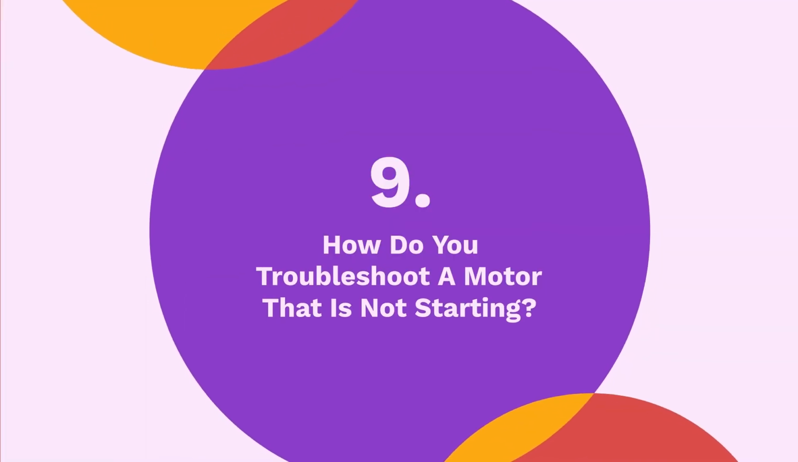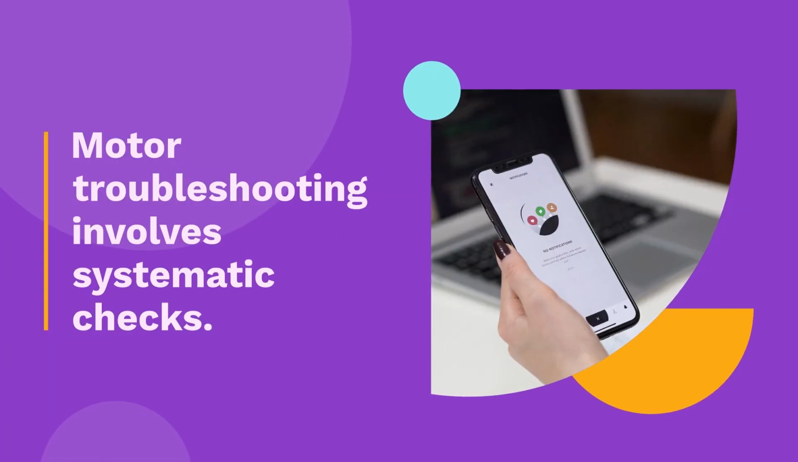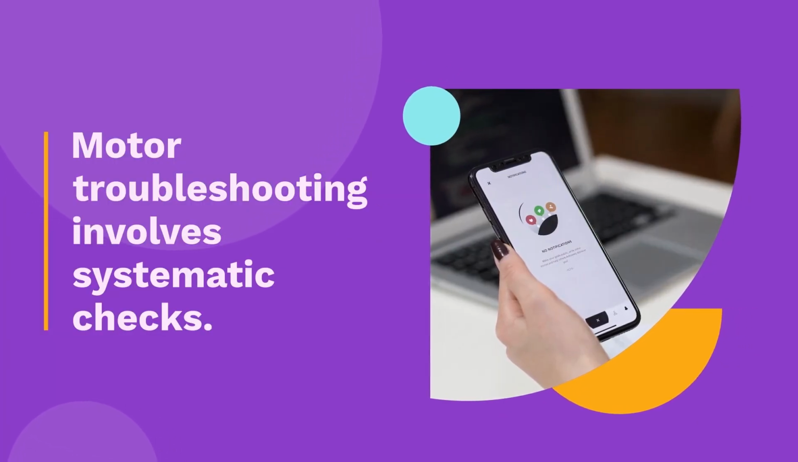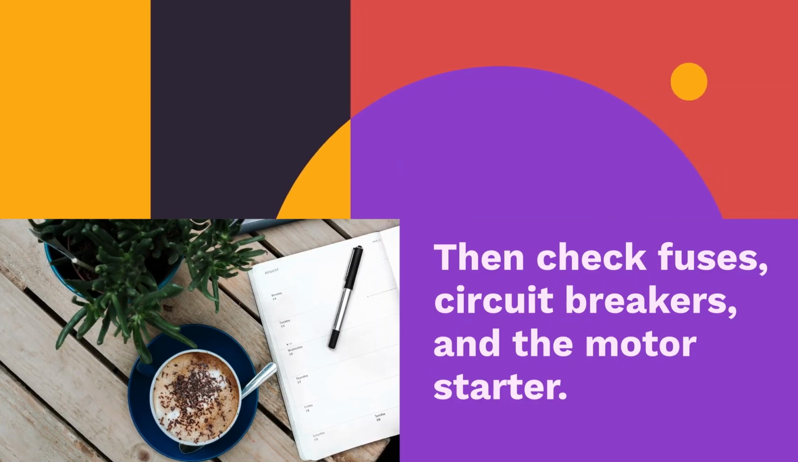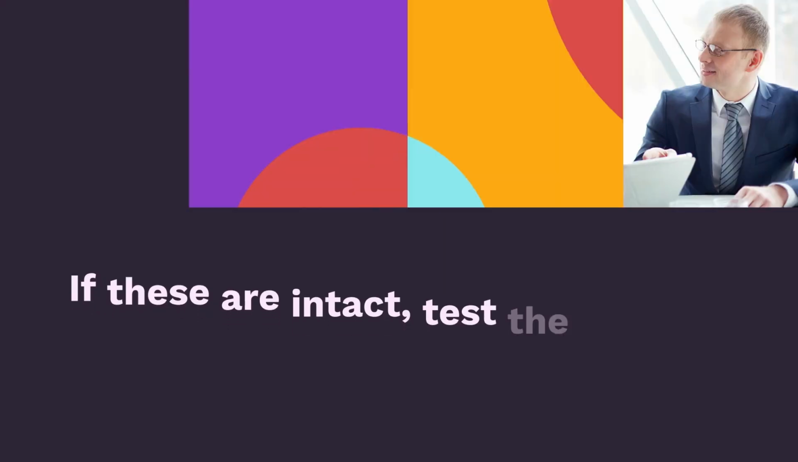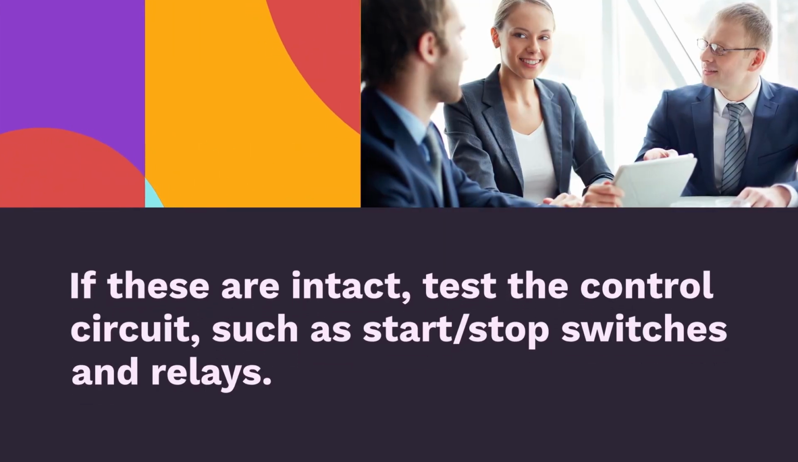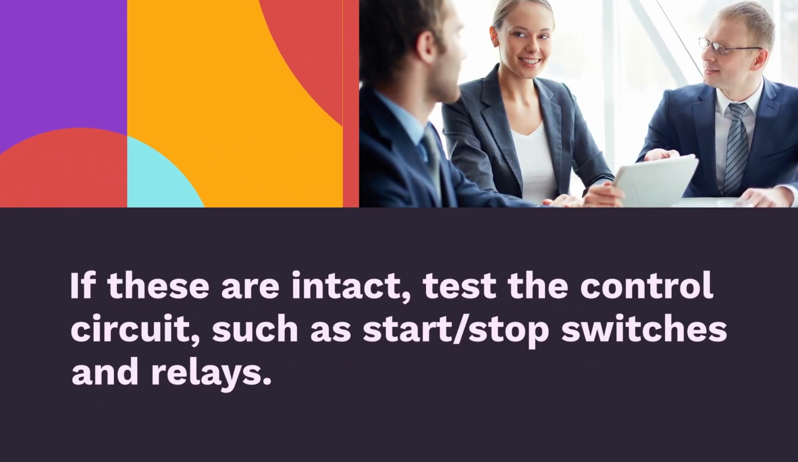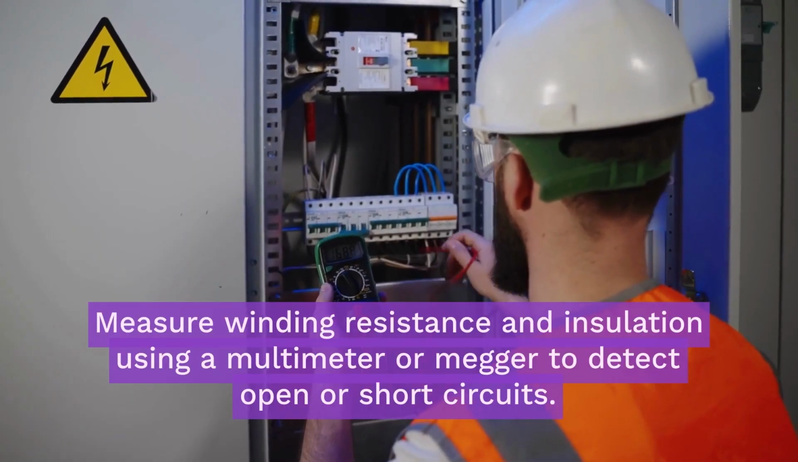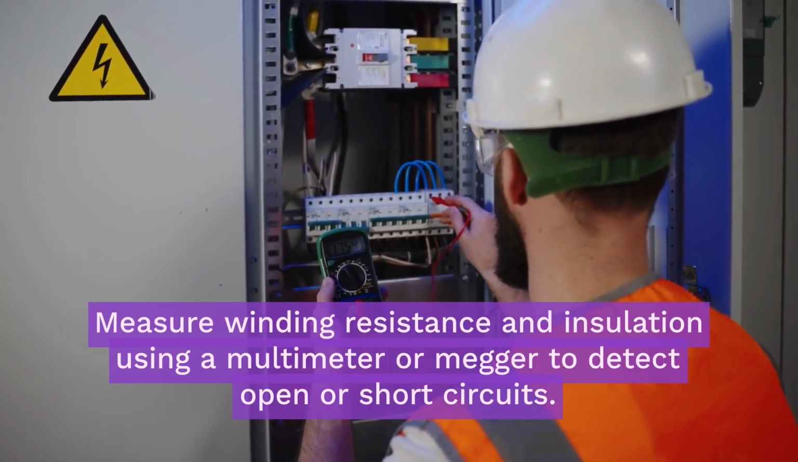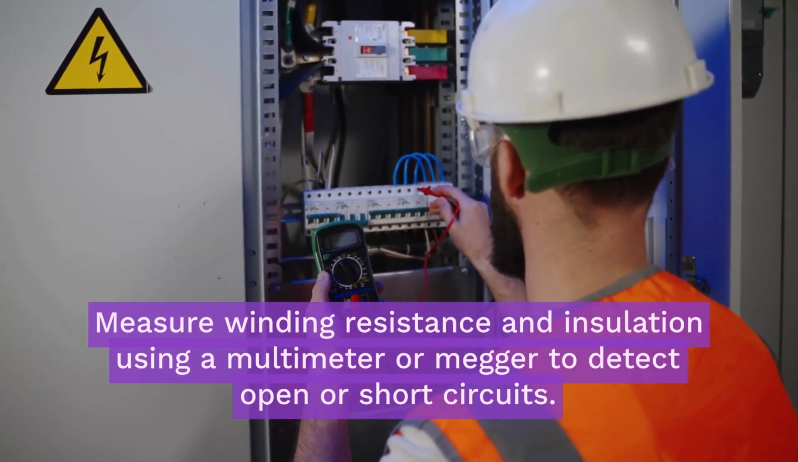9. How do you troubleshoot a motor that is not starting? Motor troubleshooting involves systematic checks. Then check fuses, circuit breakers, and the motor starter. If these are intact, test the control circuit, such as start, stop switches and relays. Measure winding resistance and insulation using a multimeter or megger to detect open or short circuits.